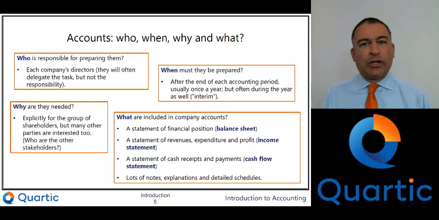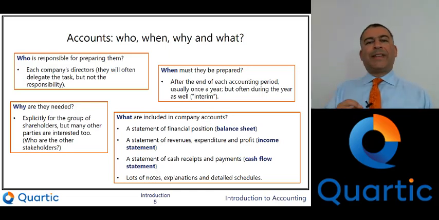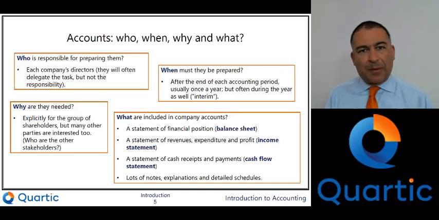You'll see what's called the balance sheet shortly. What has happened during the year? We have the statement of revenues, expenditure, and profit. This is the income statement. What sales did the company generate? What costs did they incur? And take one from the other, you end up with the profit figure. So what profit did they make for the year? And that's what's called the income statement.